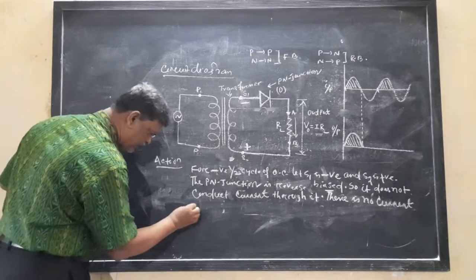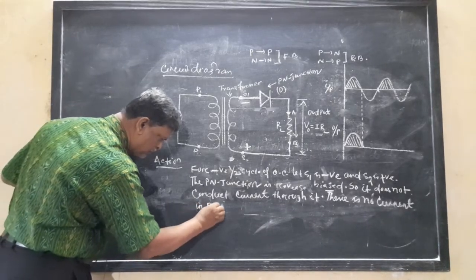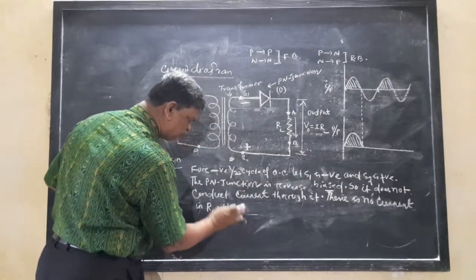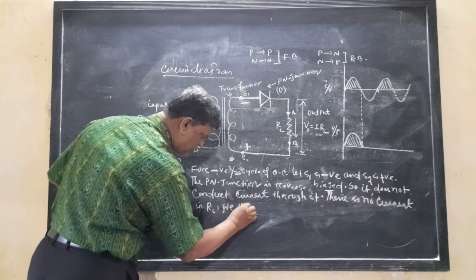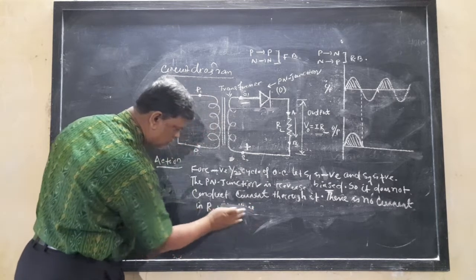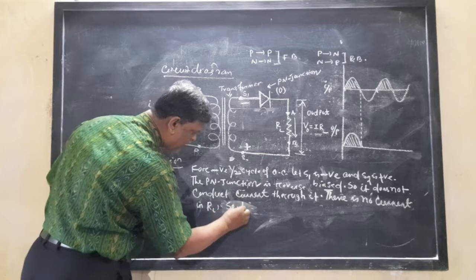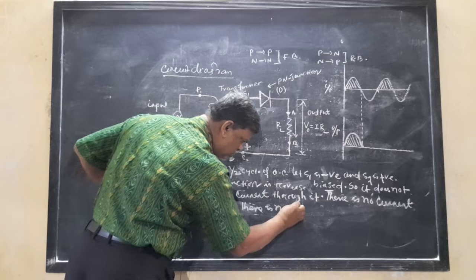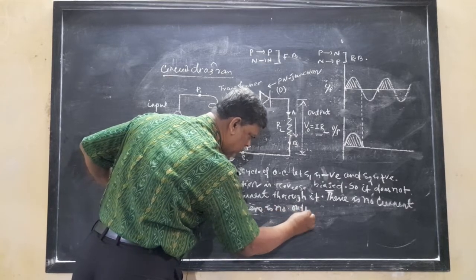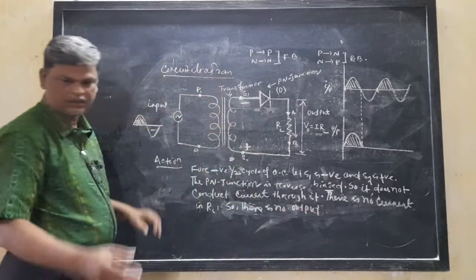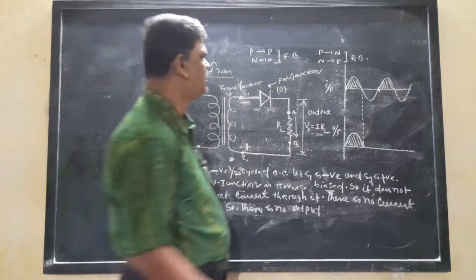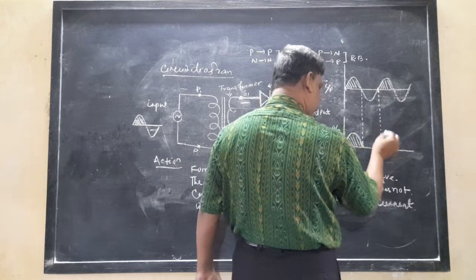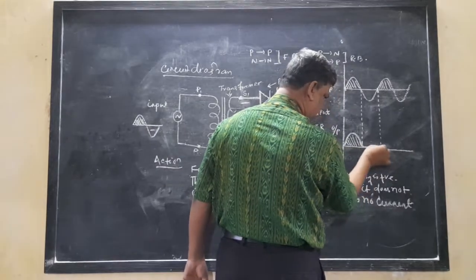There is no current through RL, so there is no output. Output is 0. Clear? So let us compile for negative half cycle. This is the duration of the negative half cycle. For the negative half cycle, there is no current, no output.